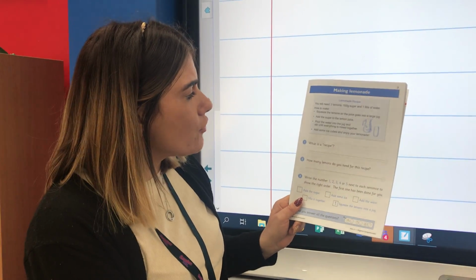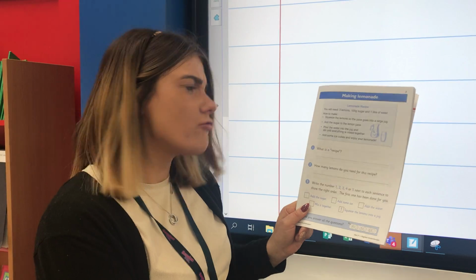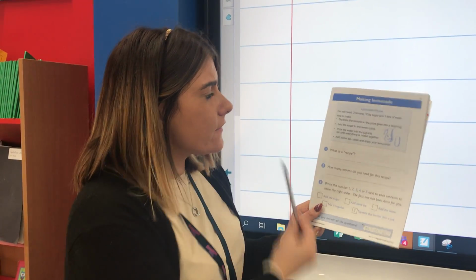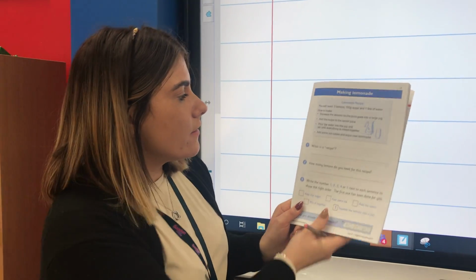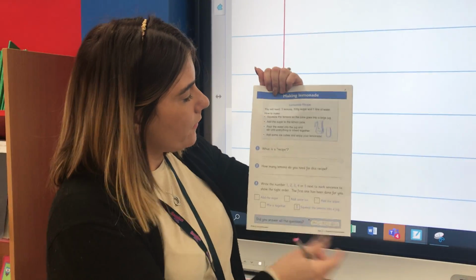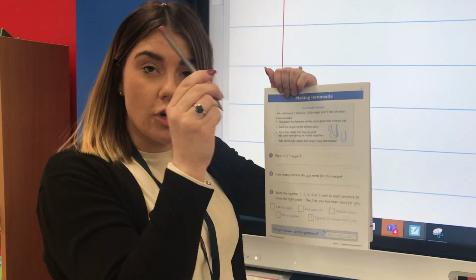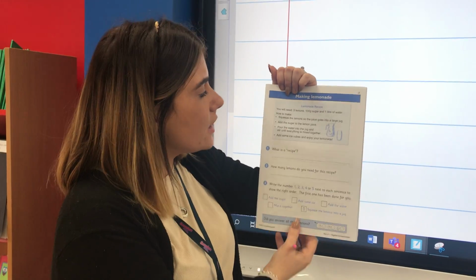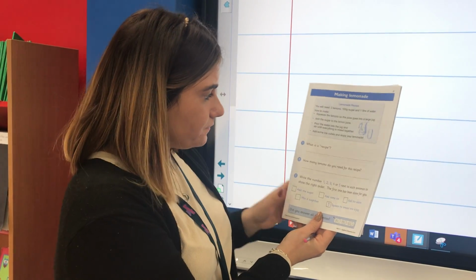So just have a little chat with your grown-up. When else may we need to follow instructions? So this is for a recipe, and the recipe is to make lemonade. So just have a little read with your grown-up, the recipe. You can use your pen to highlight any sounds that you can see. Like in phonics, we use our sound buttons to decode any words that we find difficult.